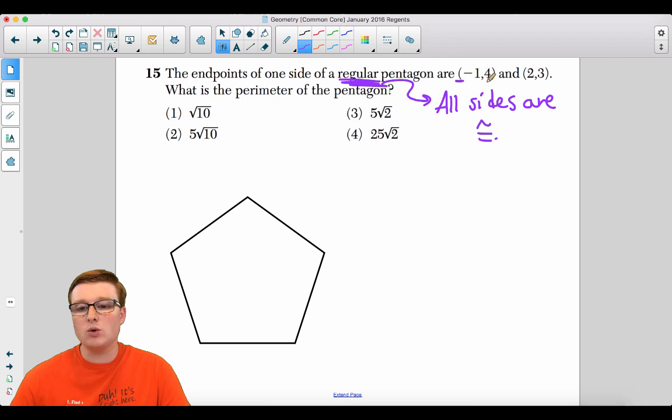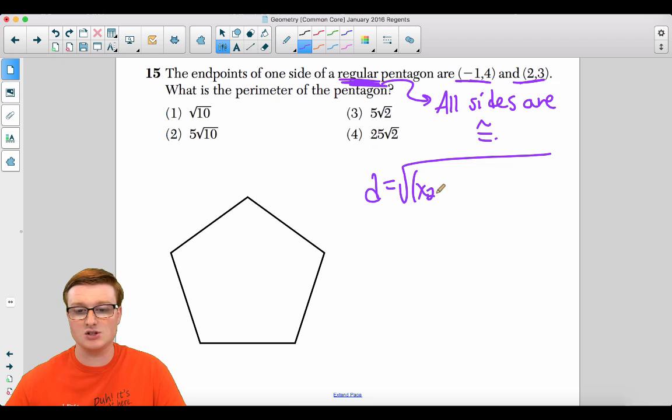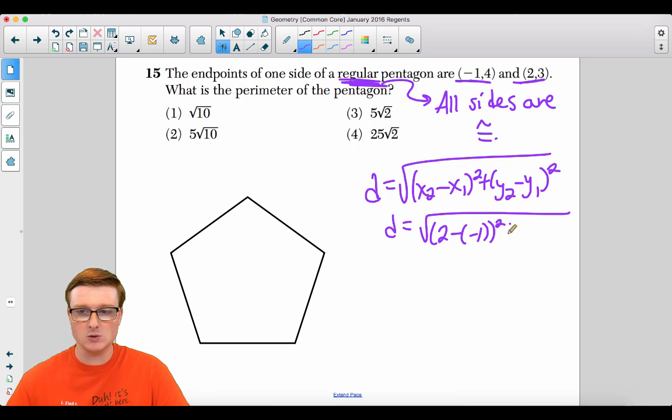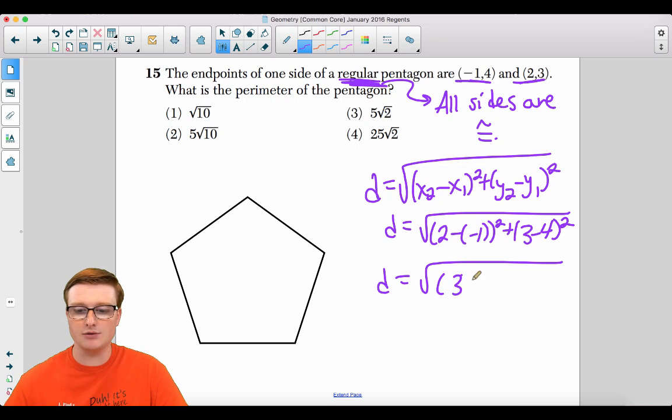So, if we're given 2 coordinates and we need to find the length, what formula do we use? Well, we use the distance formula. So d is equal to the square root of x2 minus x1 squared plus y2 minus y1 squared. So distance is equal to the square root of 2 minus -1 quantity squared plus 3 minus 4 quantity squared. D is equal to the square root of 3 squared plus -1 squared. D is equal to the square root of 9 plus 1. D is equal to the square root of 10.